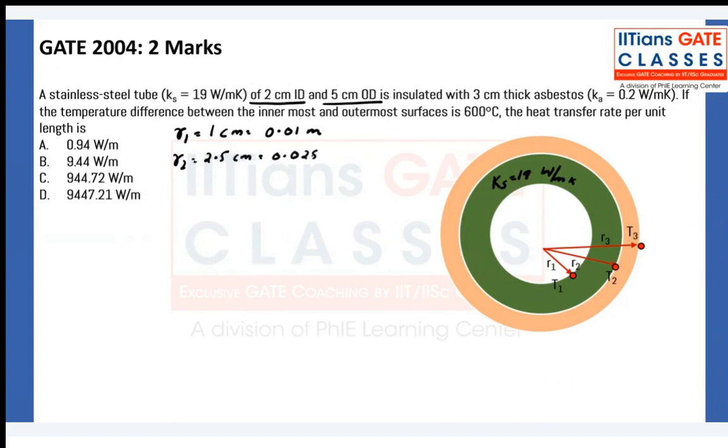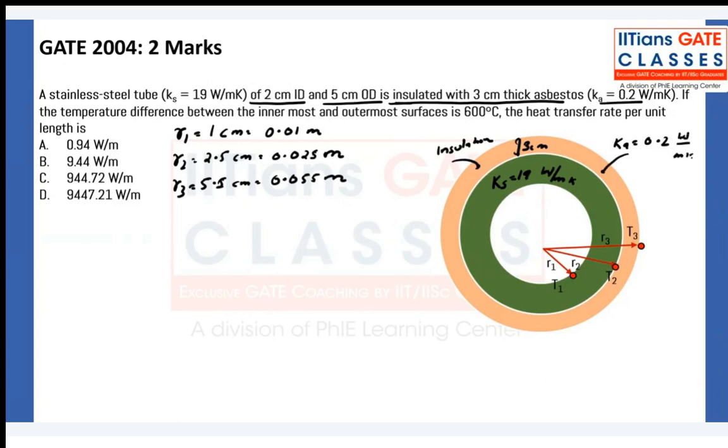0.025 meter. Now this steel tube is insulated with 3 centimeter thick asbestos. So this is an insulation. And the thickness is 3 centimeter. So what can I write? R3 is equal to 2.5 plus 3, means 5.5 centimeter, so 0.055 meter. And the conductivity of this asbestos layer is 0.2 watt per meter Kelvin.